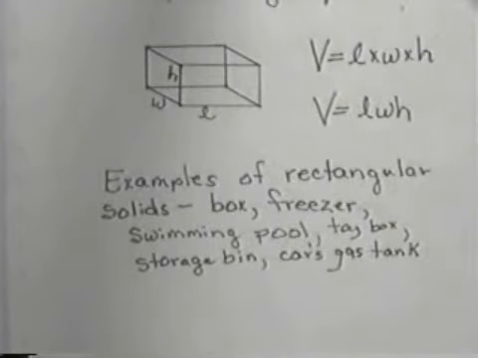Let me just show you one rectangular solid. Here's an example of a rectangular solid. If you'll notice, it still has 6 surfaces, just like the cube does, but all the surfaces don't end up being squares.